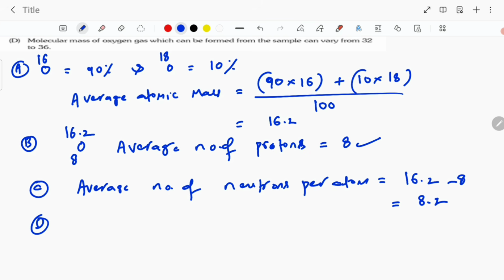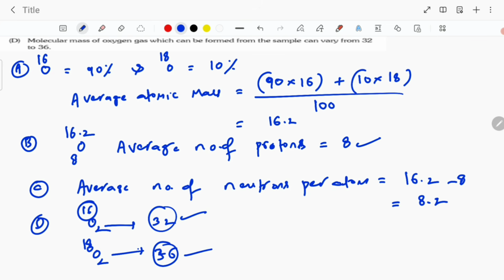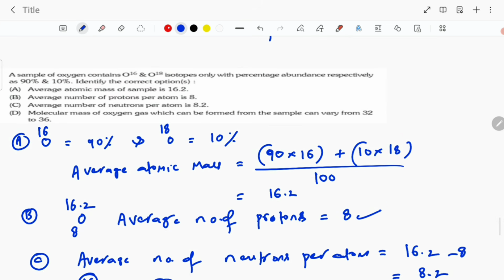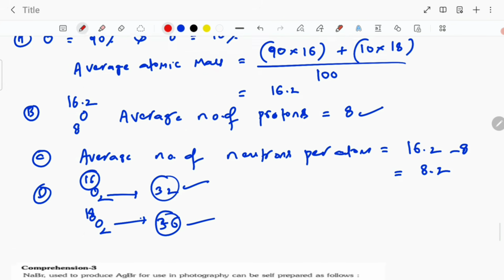Then the molecular mass of O2 gas varies from 32 to 36, they gave here. Why here 32 to 36? Because for molecular mass, for 16 it is 32. Here if it is 18, we can write molecular mass 2 into 18, so 36. 32 to 36. So it looks like all are correct answers here. A, B, C, D, all are correct answers in this case.